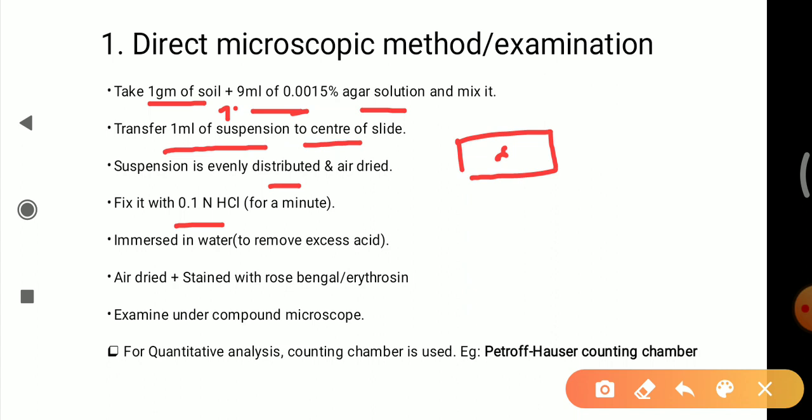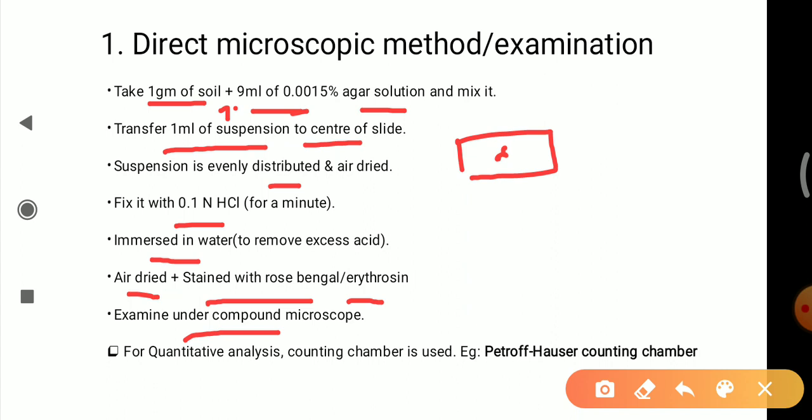After that, we immerse it in water to remove excess acid. Again, we air dry, and after air drying, we stain the slide with a stain such as rose bengal or erythrosin. After staining the slide, again we air dry it and examine it under the compound microscope.